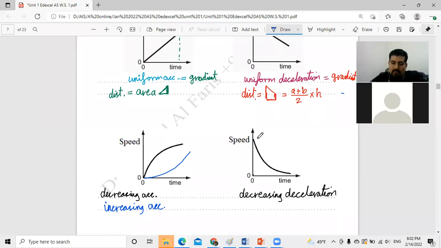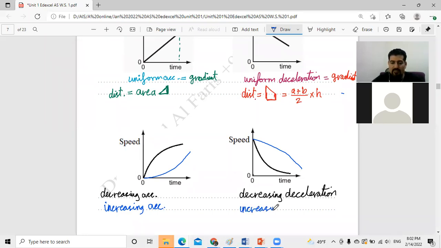MashaAllah. What about this line? Who can tell me? Who can describe this line that's going down? The speed decreases, but it's not a straight line, it's curved. And the line becomes more steep. What am I going to say? Excellent, excellent. Another answer?